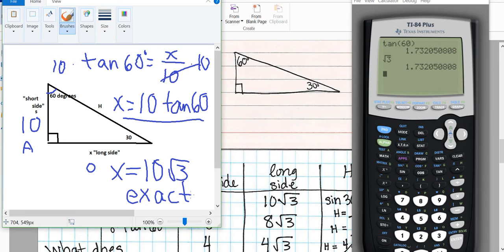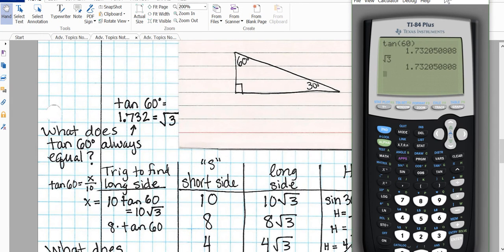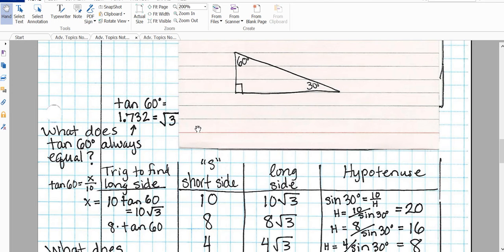Okay, let's minimize all that and go back to our table. So now we know tangent of 60 is equal to rad 3. And I put that question in our notes over here. What does tangent of 60 degrees always equal? So that's a good thing to add to our notes too, okay? So we have the approximate decimal and it equals rad 3. Alright, and we had a little note over here on how we were able to solve for the long side.